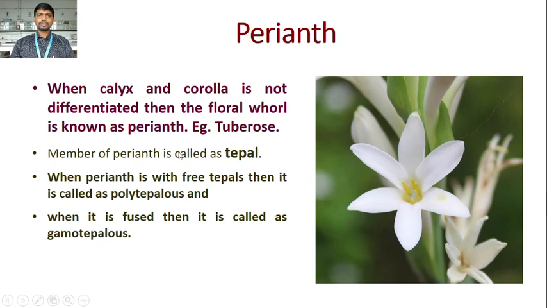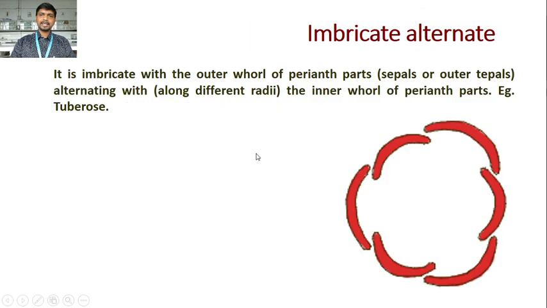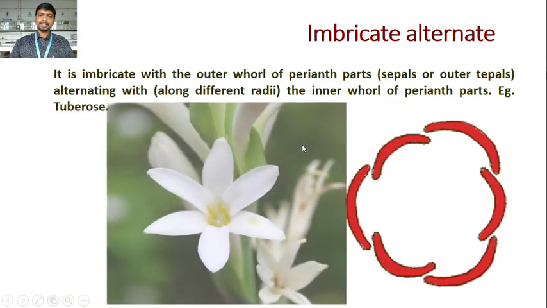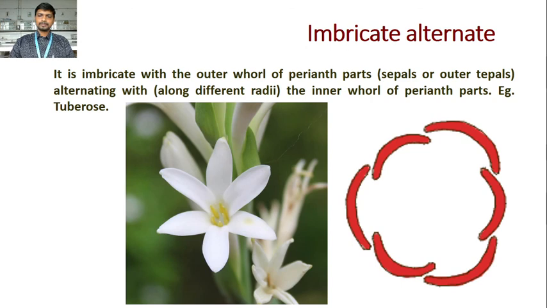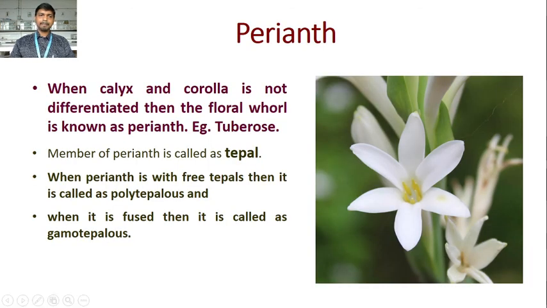So this is about estivation: valvate, twisted, imbricate, quincuncial, vexillary, and the last one, imbricate alternate. Then the perianth. When the calyx and corolla are not differentiated, the floral whorl is known as the perianth, for example tuberose that we saw here. A member of the perianth is called a tepal.